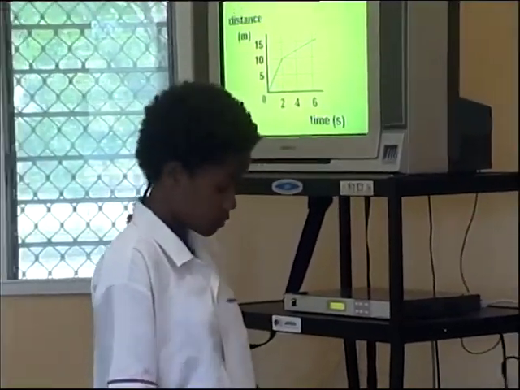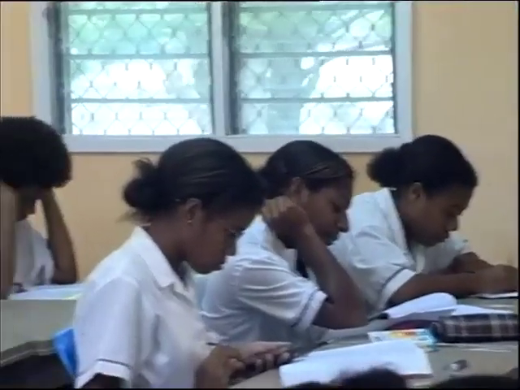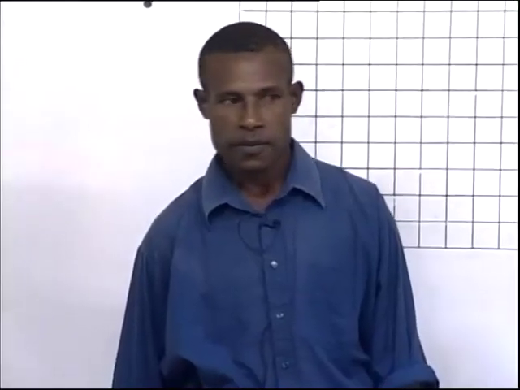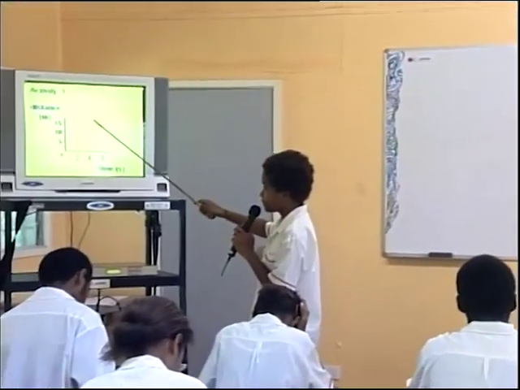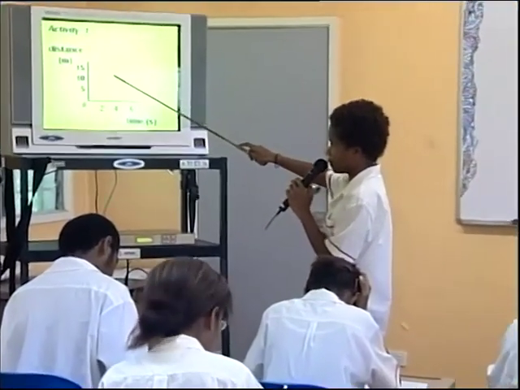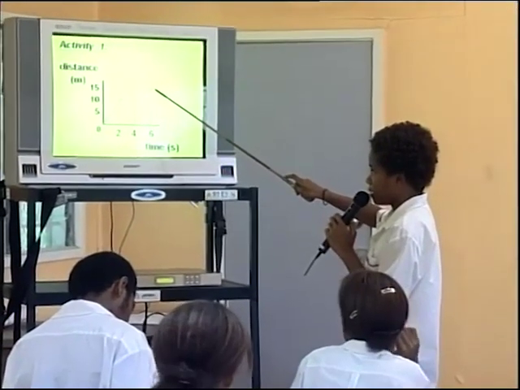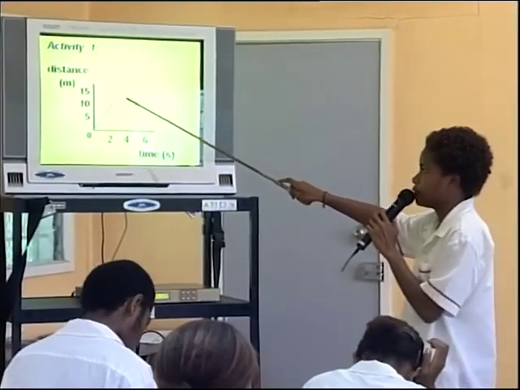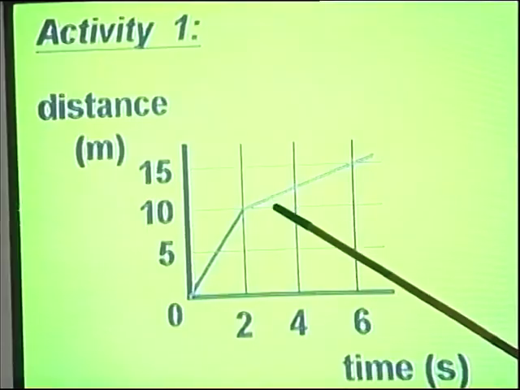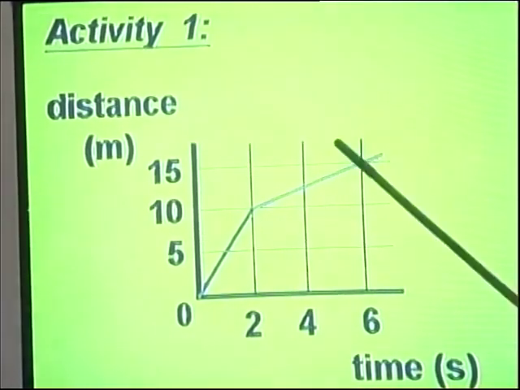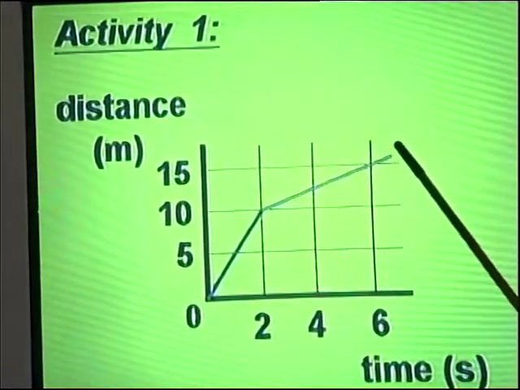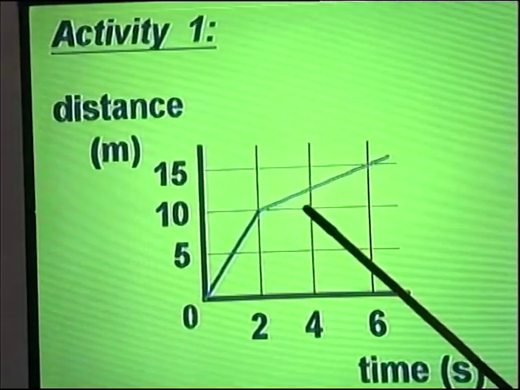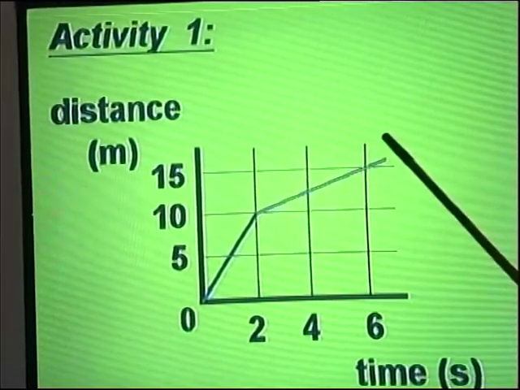Use the mic. You can explain that as well. The slope from here to there is not very steep, so it shows that the speed decreased. The speed decreased because it is not steeper than this one.